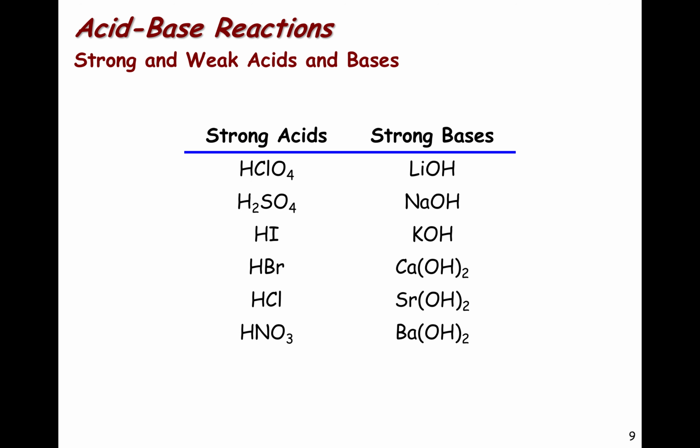At this point, I need you to memorize the small number of compounds that act as either strong acids or strong bases. You can see the list here. So there are 6 strong acids: perchloric acid, sulfuric acid, hydroiodic acid, hydrobromic acid, hydrochloric acid, and nitric acid. And likewise, there are 6 strong bases: lithium hydroxide, sodium hydroxide, potassium hydroxide, calcium hydroxide, strontium hydroxide, and barium hydroxide.